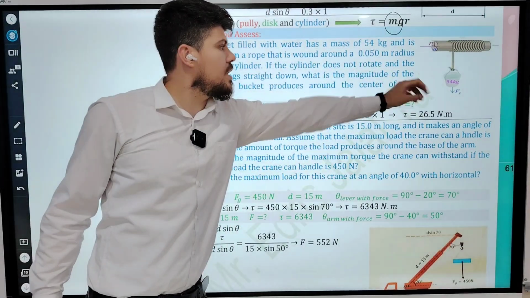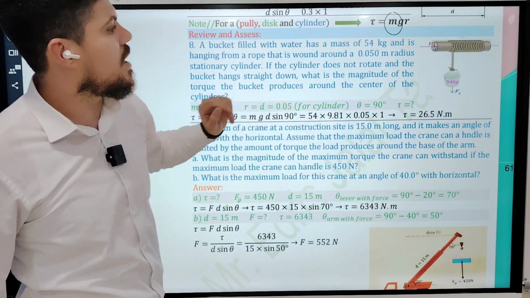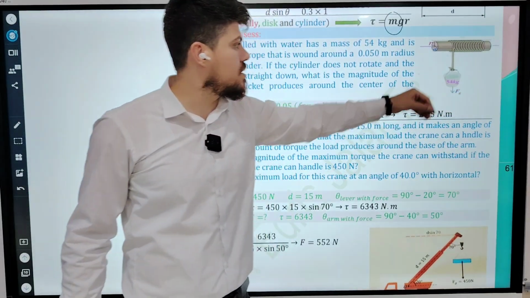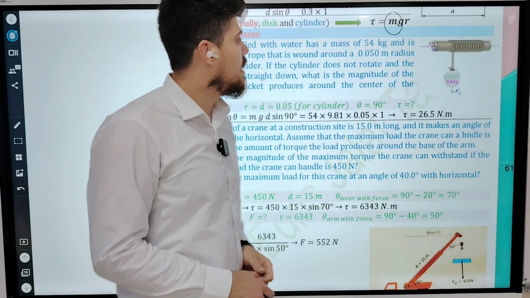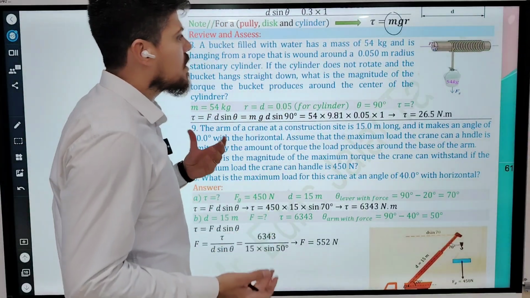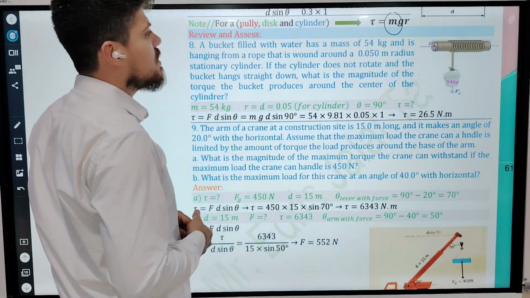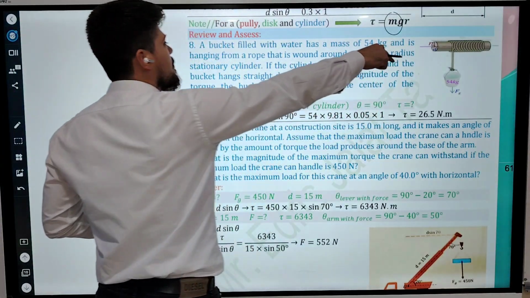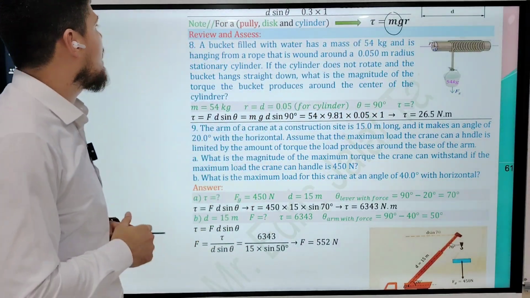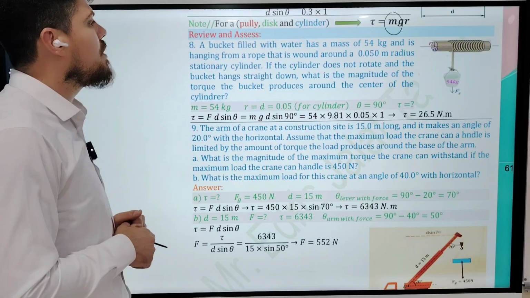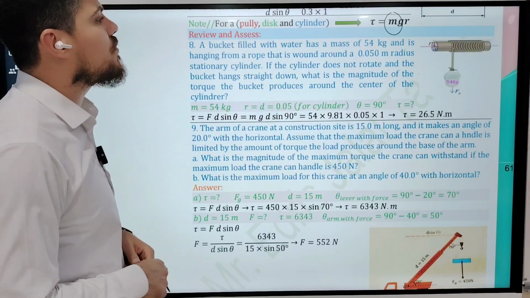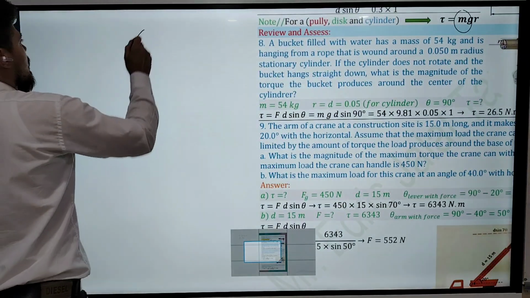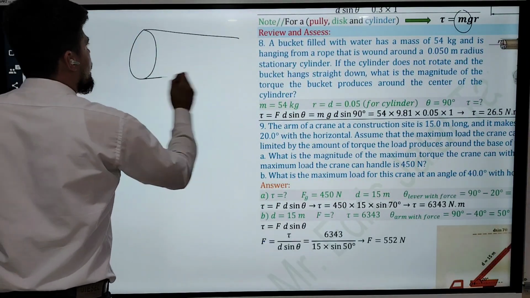A bucket filled with water, as you can see in this figure. Okay, the mass of the bucket is 54 kilogram. Okay, actually this is not logically because this bucket is very heavy. Okay, it should be 20 kilogram or 10 kilogram, 15 kilogram, but okay. According to this book, they said this bucket has 54 kilogram and it's hanging from a rope that is wound around 0.05 meter radius stationary cylinder. This is cylinder, okay?